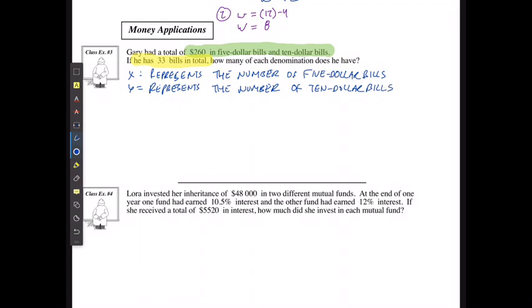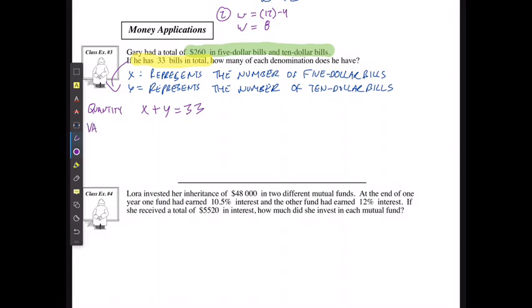Anytime we have a value question like this, there's going to be two parts. One is going to be a quantity equation. One is going to be a value equation. If I look at the second sentence, that's going to be my quantity equation. It says that I have 33 bills in total. So if I take the number of bills for one, combined with the number of bills for the other, it's going to give me the total quantity of bills.